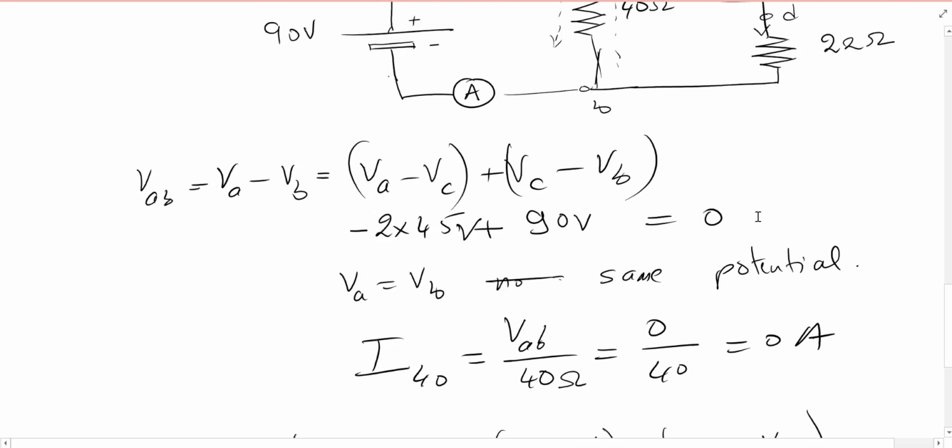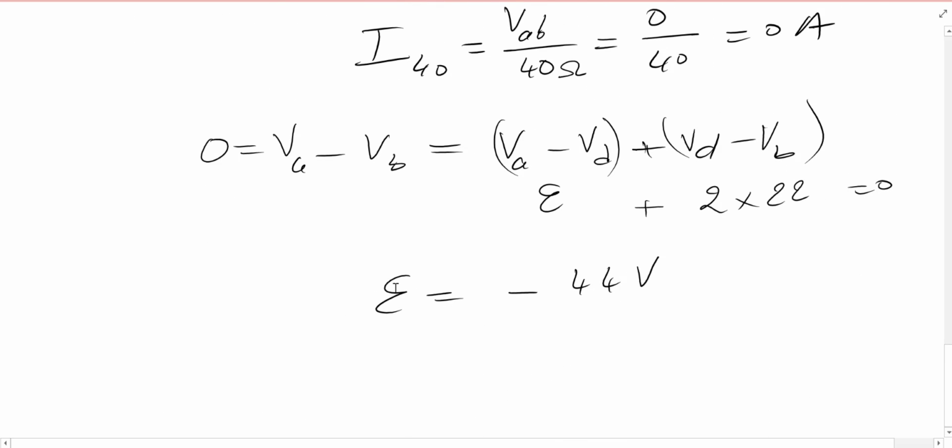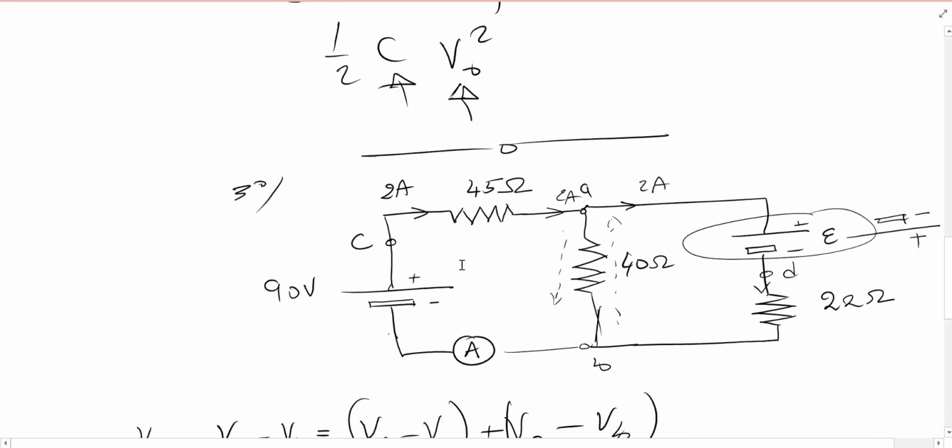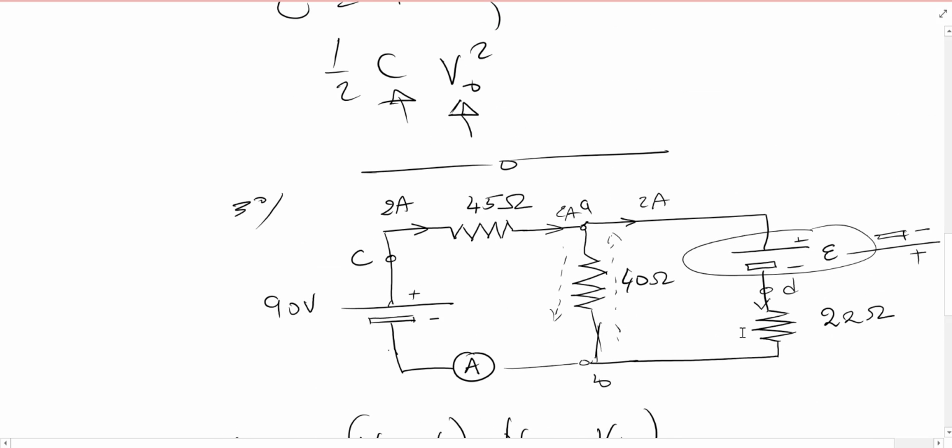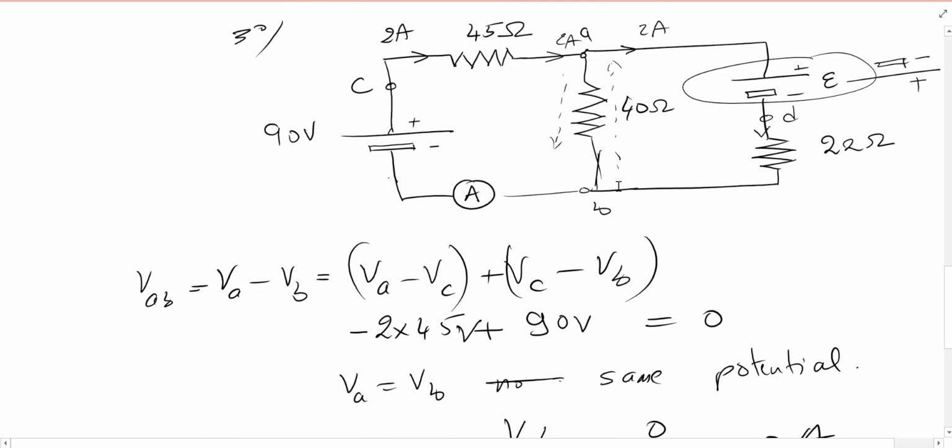So that's basically what this means. The EMF now is negative 44 volts to make this whole thing happen, because there is a drop here by 44 volts, 2 times 22. So there must be a rise here when we go from negative to positive of 44. Rise by 44, drop by 44, and the two cancel so that there is no difference in potential between A and B.